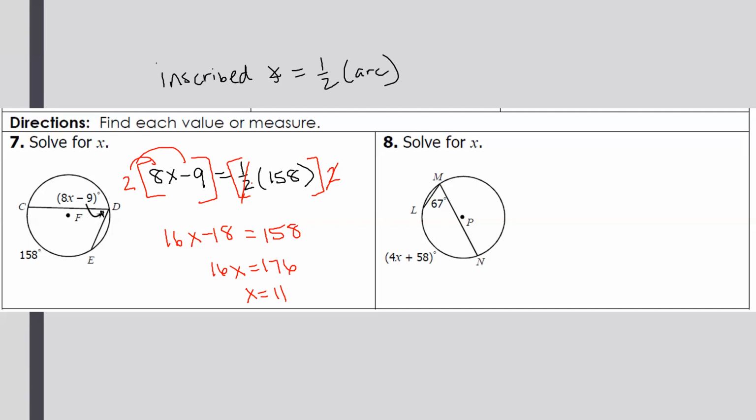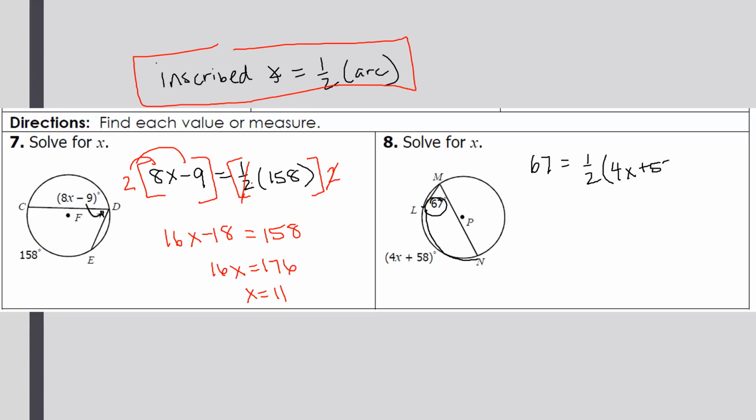So number 7 was an example when your expression or your x value was in the angle. What happens, like in number 8, when the x value or the expression is the arc? Well, if you can remember this relationship, then you can still set this up pretty easily. Okay, so the inscribed angle, in this case, is 67, equals half of the arc inside of it. And the arc inside of it is 4x plus 58.